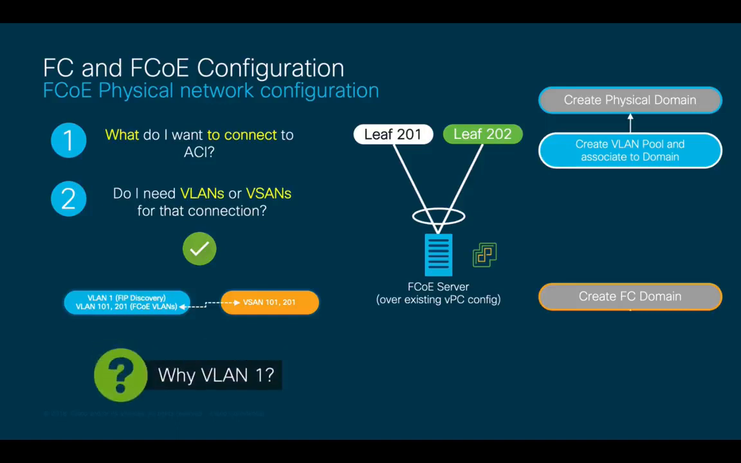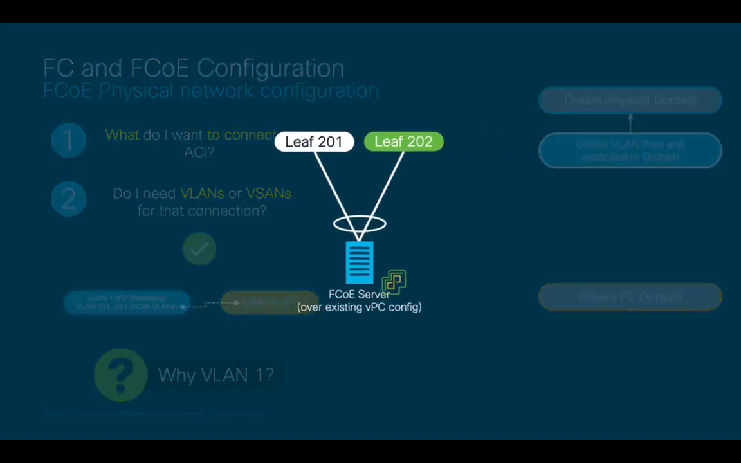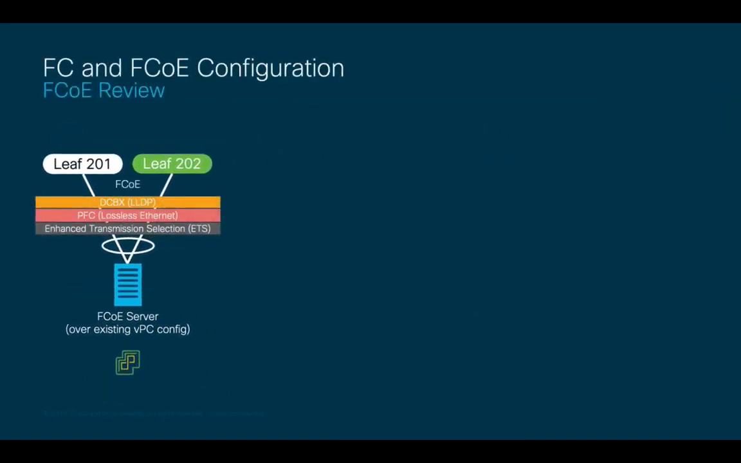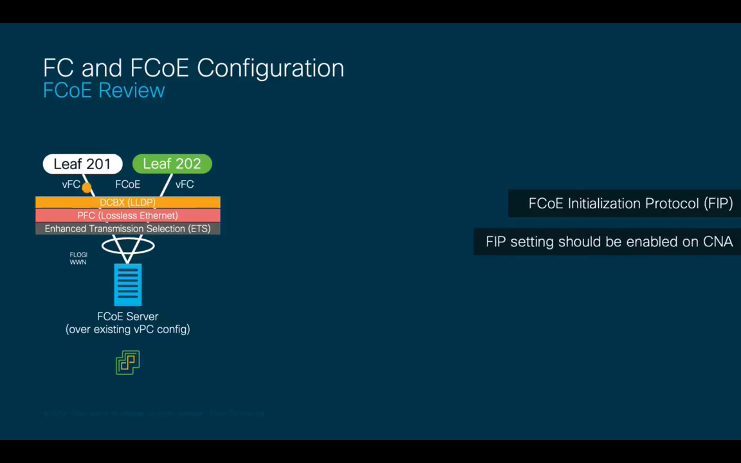Well, let's take a step back for a second and remember a few FCoE concepts. Hopefully you remember that FCoE relies on FCoE Initialization Protocol, or FIP, which instantiates a virtual Fibre Channel interface and allows an end device to perform a fabric login, or FLOGI. In order for this to happen, FIP needs to be enabled on the CNA adapter. So make sure to do it. And immediately after, it will start the FIP discovery.